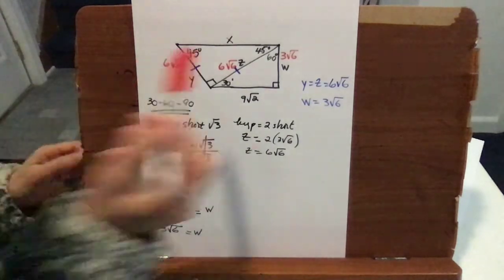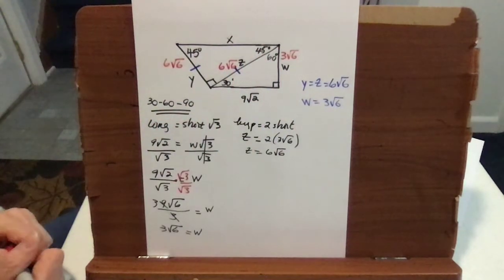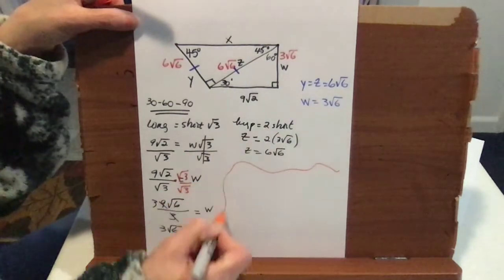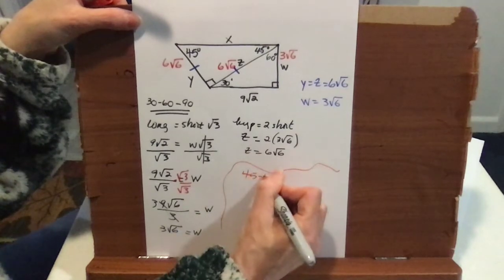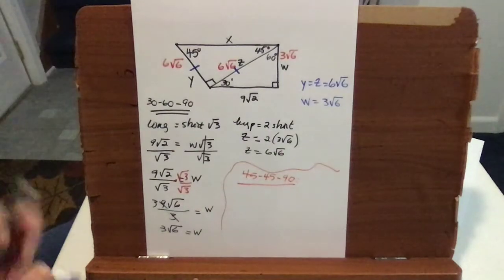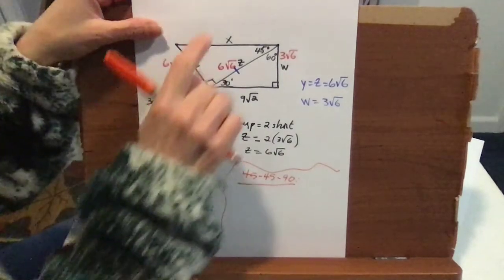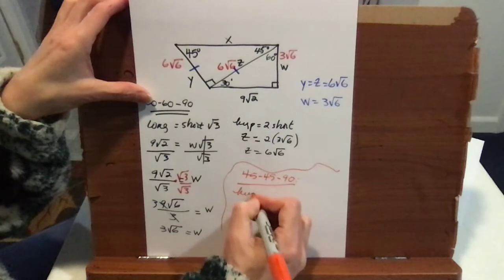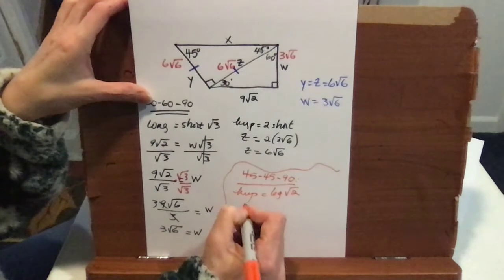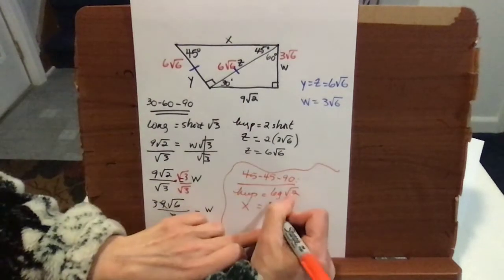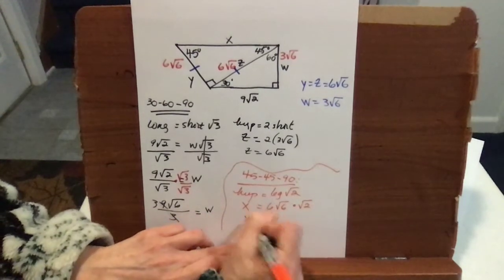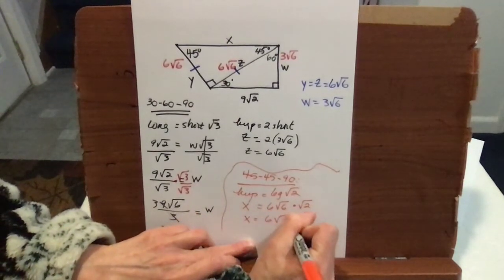And now we have to find x, which is the hypotenuse of the 45, 45, 90 right triangle. So now we're working in this triangle exclusively. And we take a leg and we times it by root 2, and we get our hypotenuse. So our hypotenuse is x. Our leg is 6 root 6. We're going to times it by root 2. So x equals 6 times root 12.